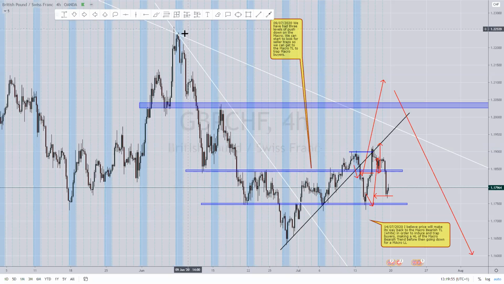You can see that there was this ongoing push down, which I wasn't able to get into at any point because I just didn't see it. But when I did eventually take a look at this pair, I think it was the 9th of July. That's when I took a look at this pair. And I did actually notice that this pair, in fact, let me just go to the daily.